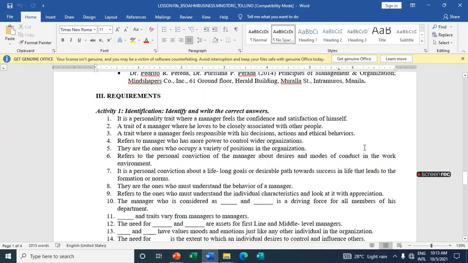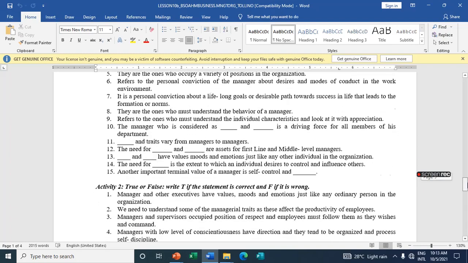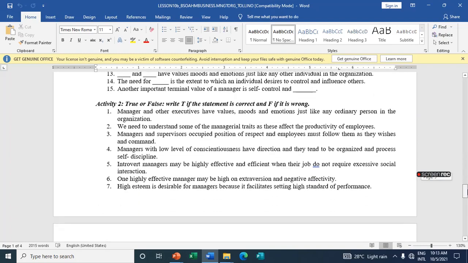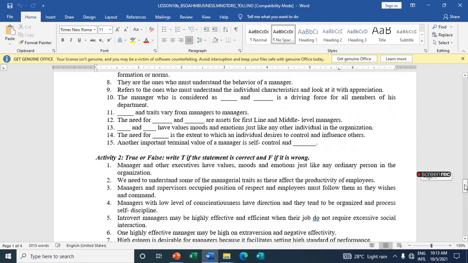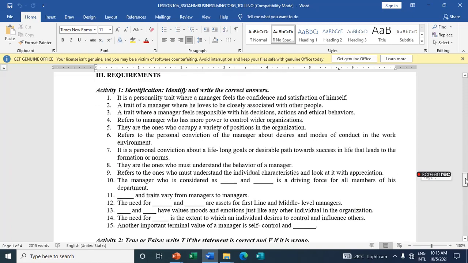So, your requirements for lesson 10 for business management and organization: we have here activity 1. Identify and write the correct answer. So, you just identify, that is 1 to 15. And activity 2, true or false: write if the statement is correct, and write if it is wrong. 1 to 15 also, okay? So, these are your activities for lesson 10.